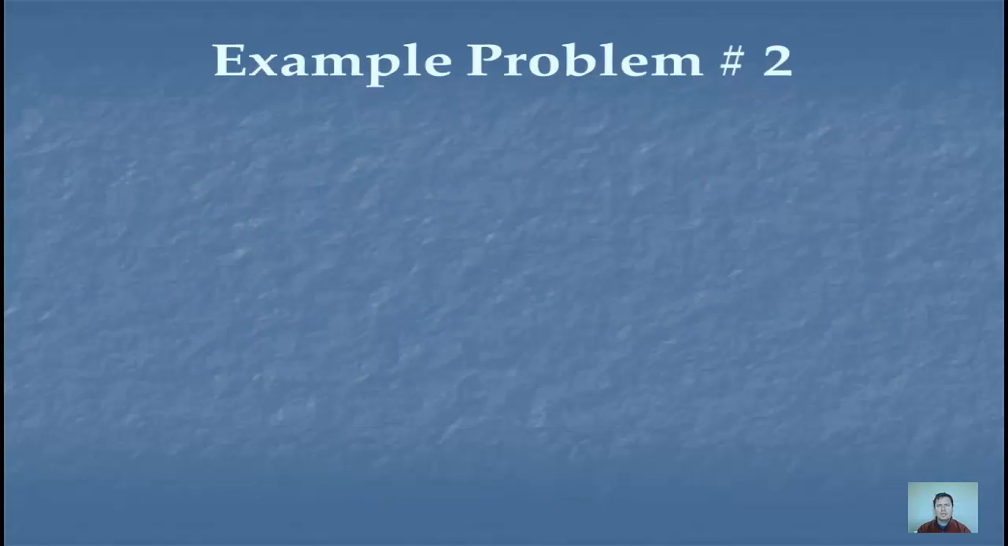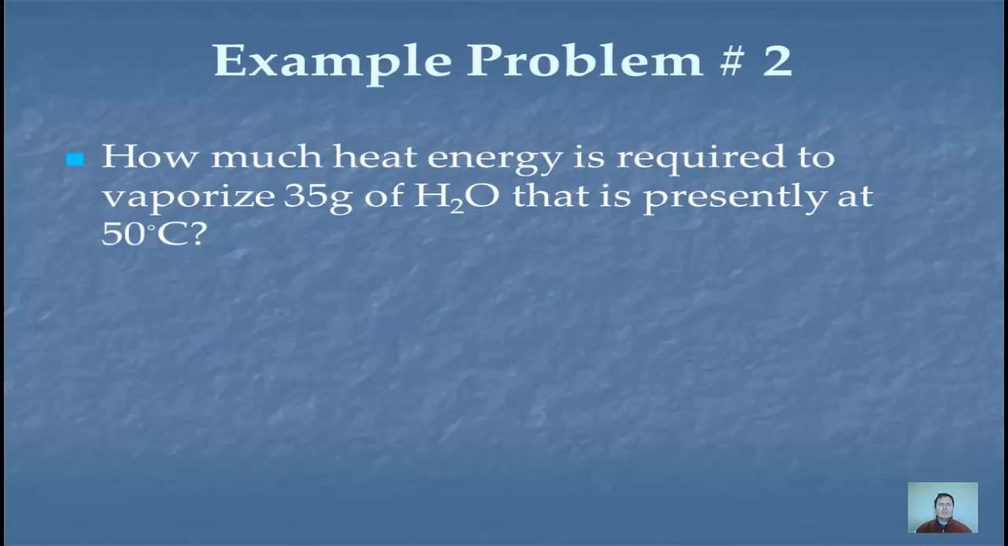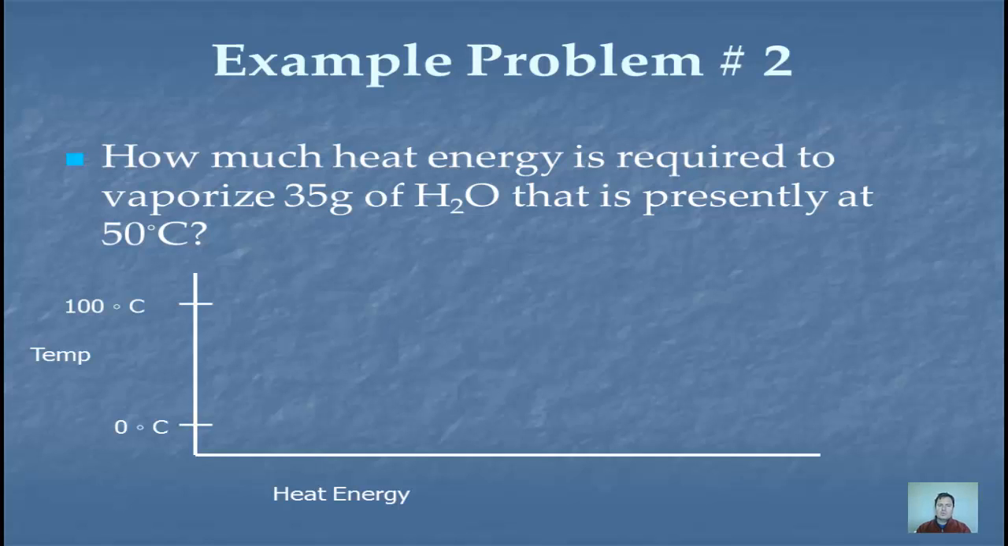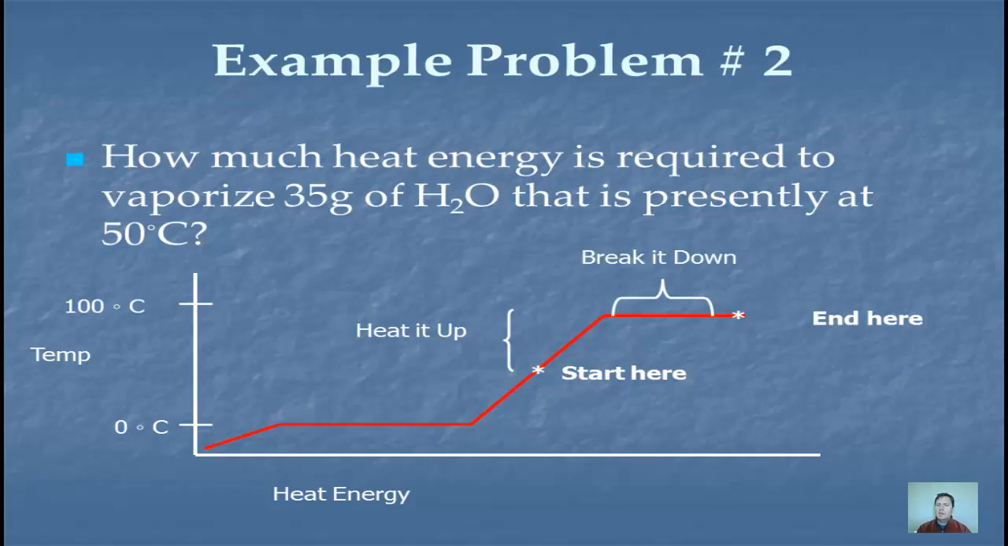Okay, let's try a little more complex one now. How much heat energy is required to vaporize 35 grams of water that is presently at 50 degrees? Well, what does vaporize mean? That's a change in state from a liquid to a gas. So I'm going to draw my diagram here. It's water, so 0 and 100 again. Where am I starting? I'm going to start at 50 degrees Celsius, somewhere right there. And I want to completely vaporize this, which means it all wants to be gas form, so I'm going to end there. So I'm going through two stages. I'm going to heat it up for stage 1, and then I'm going to break it down. So this is going to have two calculations.